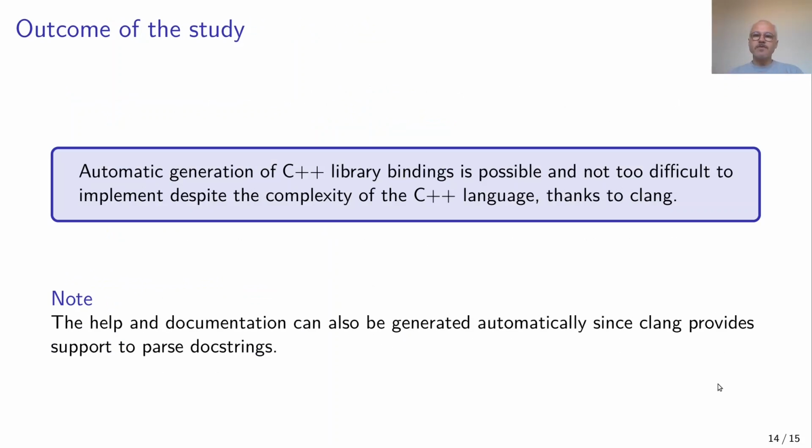So the outcome of this study is that the automatic generation of C++ library bindings is possible and is not difficult to implement despite the complexity of the C++ language, and this thanks to the clang library. We should note that help and documentation could also be generated automatically since clang provides support to parse docstrings.